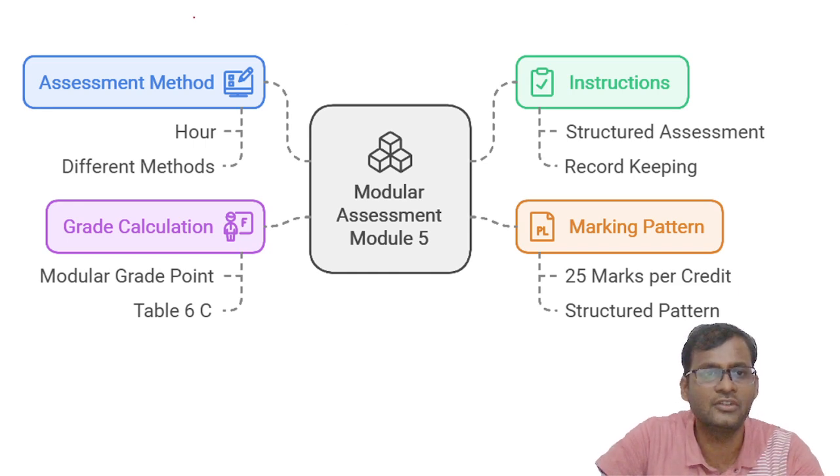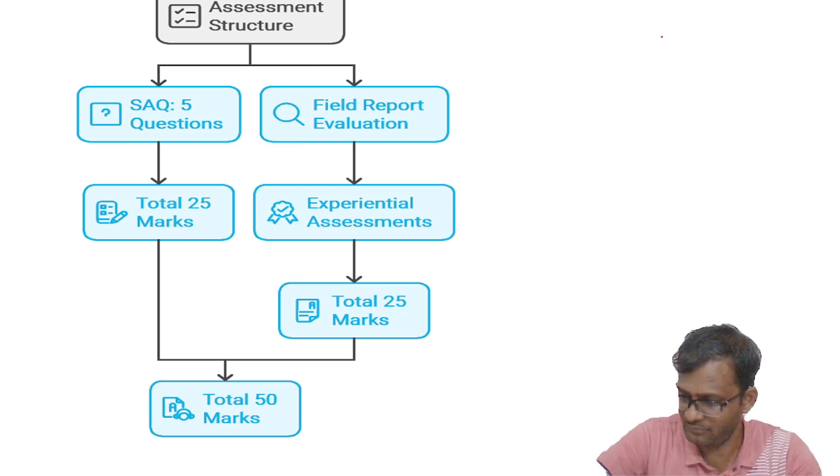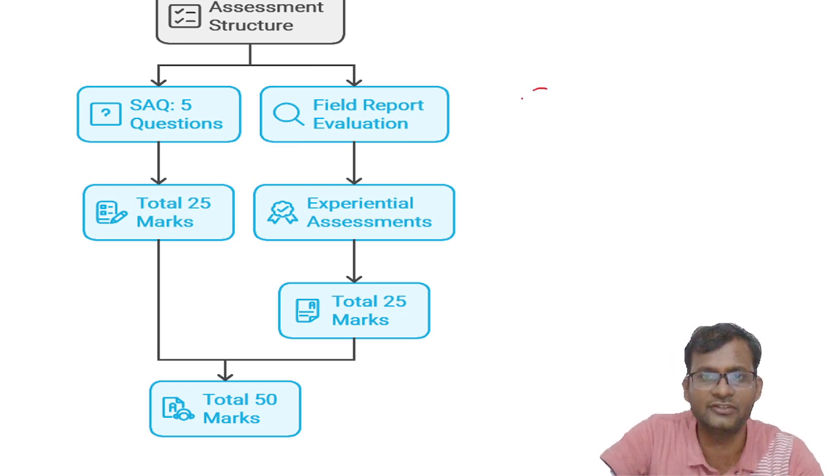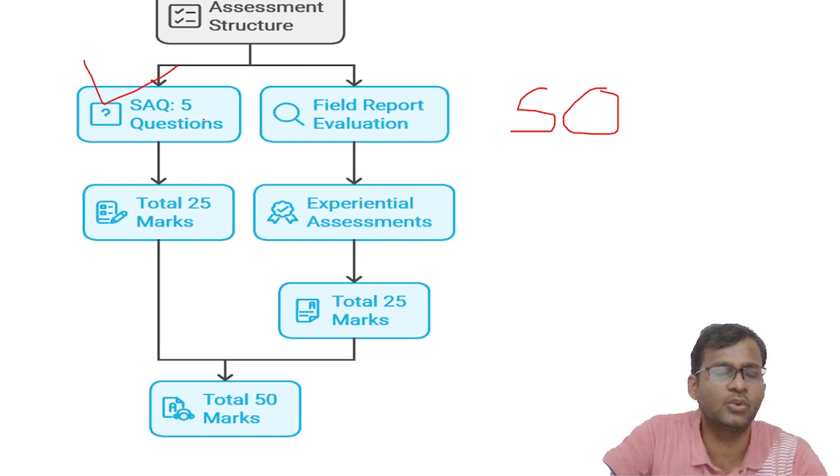Then module 5, once again the basic instructions are the same. Module 5 is for 50 marks. So 25 marks for SAQ questions. There are 5 units in this module 5. From each unit, one question should be taken. The 5 questions are for 5 marks each, that is total 25 marks.